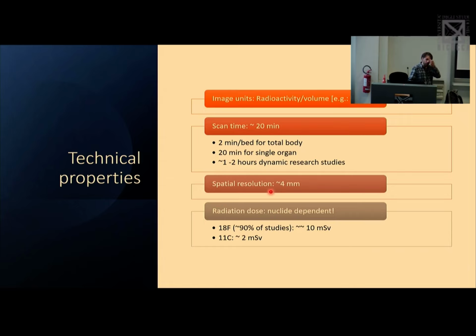The spatial resolution, they will tell you, is around 4 millimeters. What you actually get is more like 5 or 6. Radiation dose is nuclide dependent. When you inject something in the body, it will remain there, so if you have a long-life isotope, it will give you much more dose for the same amount of activity injected. It's around 10 millisieverts, so it's in the high dose range. So it's not really for every day, but it's extremely powerful, so it has its use.